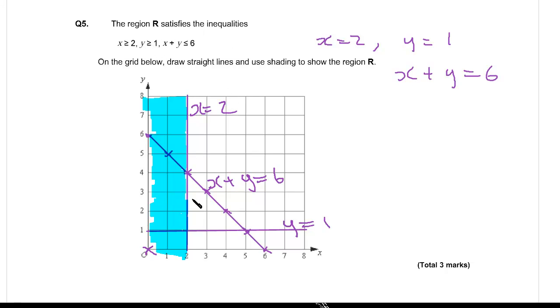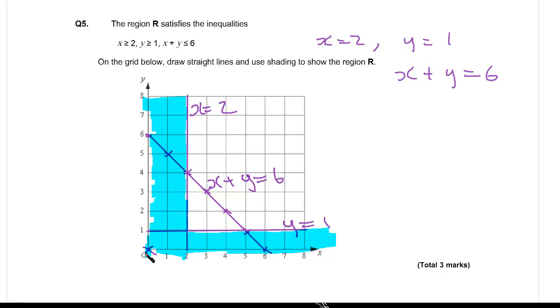Now y is greater than or equal to 1. Well, let's put 0, 0 into that as well. Is 0 greater than or equal to 1? No, it's not. So therefore I can shade all this region out here, because any point on the same side of the line is not in the region. The 0 is below the line, so we shade all the points below the line, not above the line. We don't want these because they're not in the region.